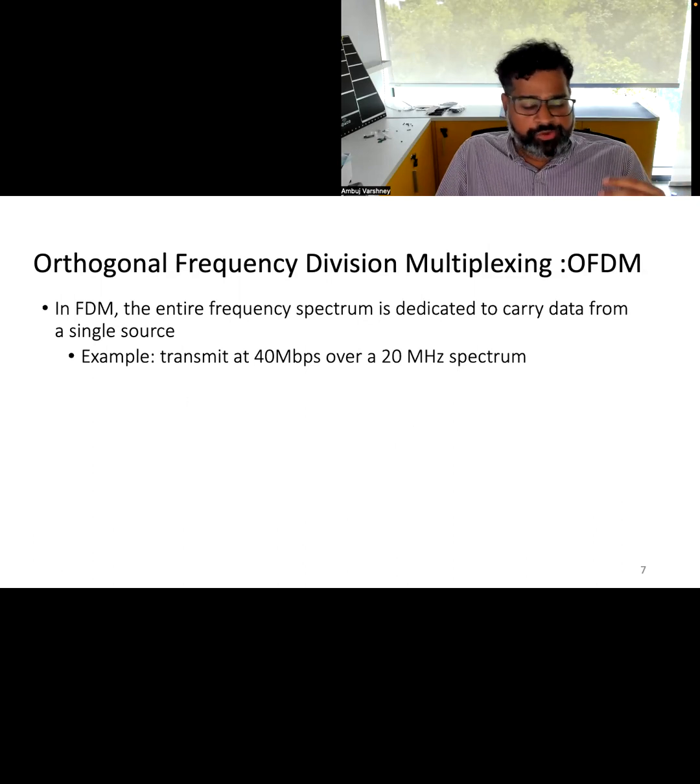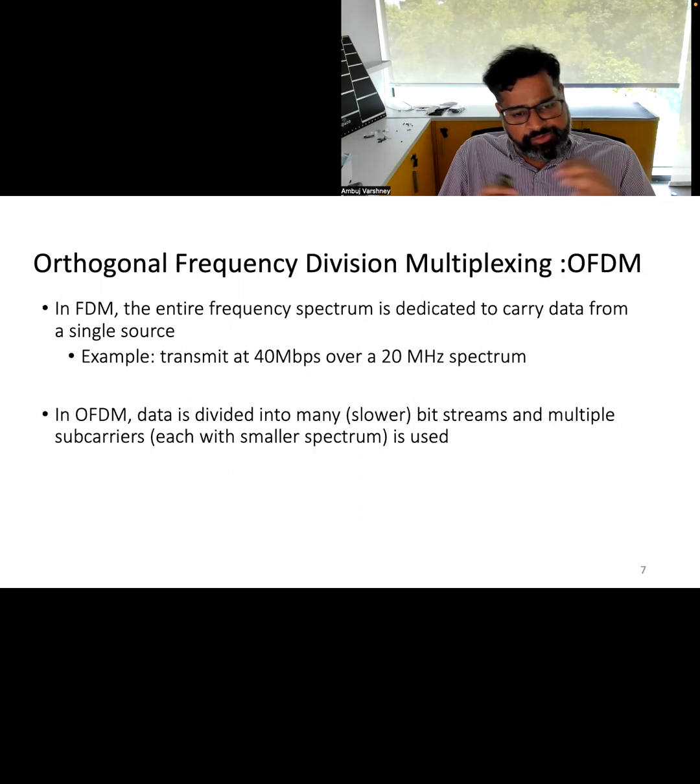So for example, when you want to transmit 20 megabits over 20 megahertz spectrum, you are sort of using the entire frequency band to support communication between a single source and a receiver. However, what happens in OFDM is that the data is divided into many slower bit streams and multiple subcarriers are used for communication. So it means that you have now signal separation.